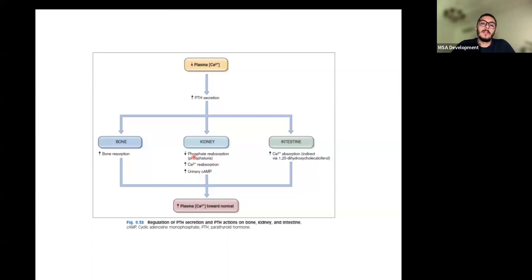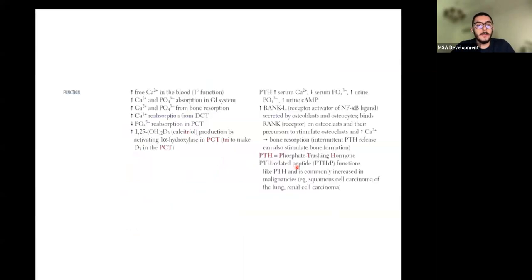Why? Because in order to decrease phosphate reabsorption, cyclic AMP had to be activated. Where do we go with the cyclic AMP? To the urine. On the bone, it increases bone resorption to increase calcium and phosphate. In the serum, you increase calcium absorption in the intestine, but this is an indirect effect of PTH, working through activated vitamin D.